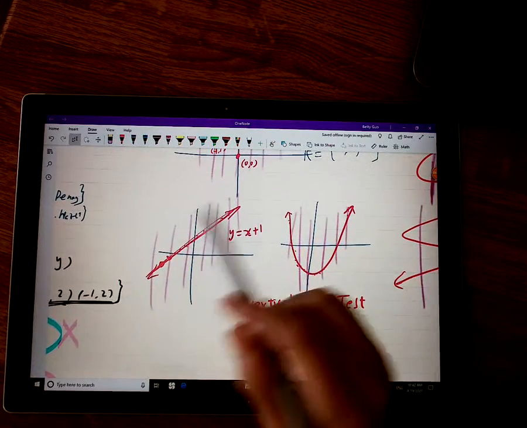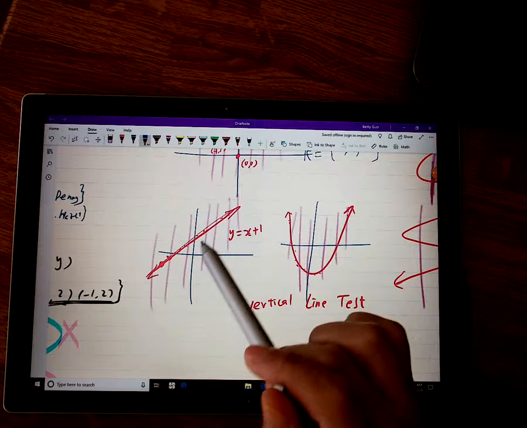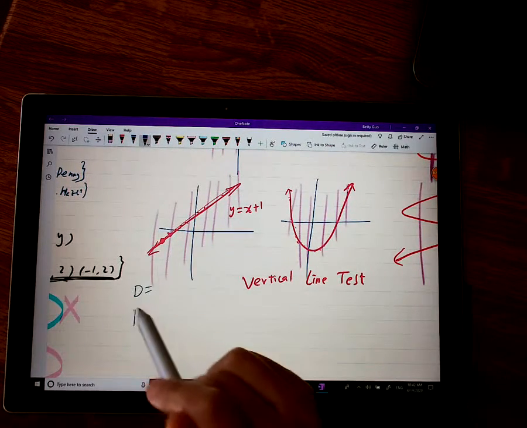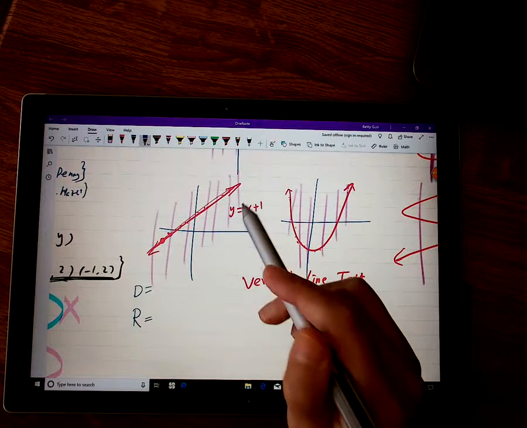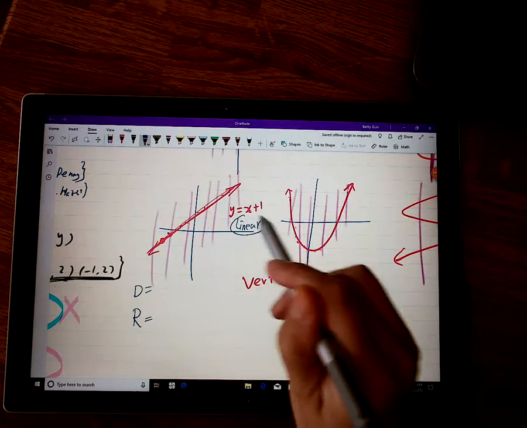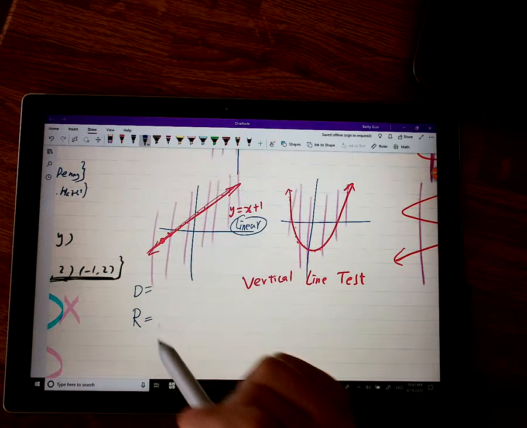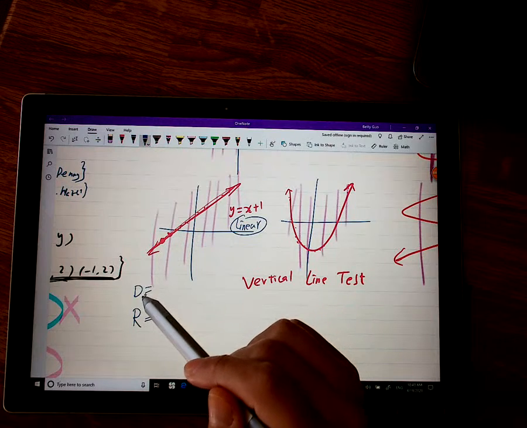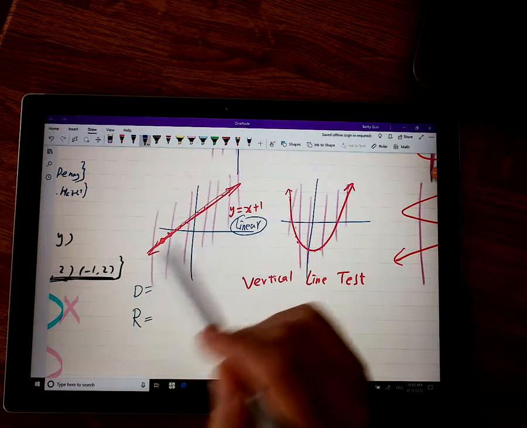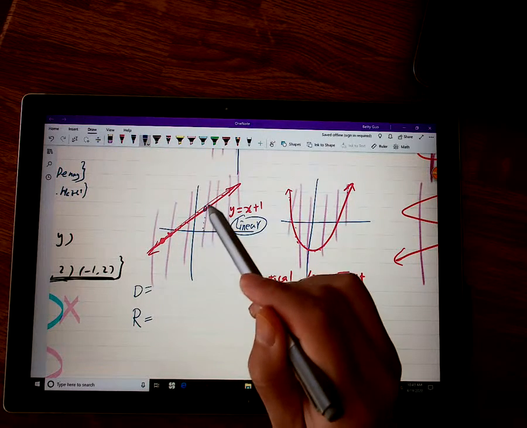Let's look at this function. We agreed earlier, this straight line is a function. And I want you please find the domain and range for the straight line. By the way, this is a linear function, okay? We are going to talk about linear functions soon. So what's the domain? What's the range? By the definition, domain is a set containing all the x values, right? All the x values, all the first components.